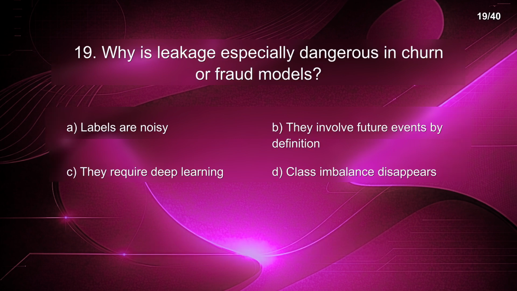Nineteenth question. Why is leakage especially dangerous in churn or fraud models? A. Labels are noisy. B. They involve future events by definition. C. They require deep learning. D. Class imbalance disappears.